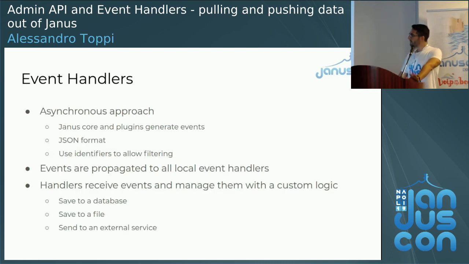And for these reasons, we developed in 2017 the event handlers, which implement an asynchronous approach to troubleshooting, where basically Janus core and plugins generate events in JSON format and tag them with identifiers to allow filtering of those events. And these events are propagated to local event handlers, and every handler just manages them in a custom way with a custom logic. They, for example, might save them to a database, save them to a file, or also send them to an external service.